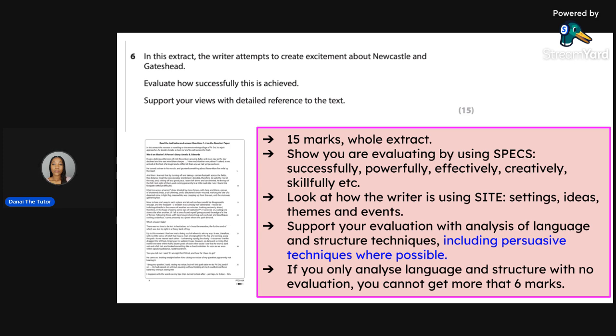Do not make analysis of language and structure the main thing you do for this question or the only thing. If you do that, you cannot get more than 6 marks. So remember, the skill that you're being marked on is evaluation. Show that using those SPECS words: successfully, powerfully, effectively, creatively, skillfully, amongst other words. And then you support your evaluation with analysis of language and structure.